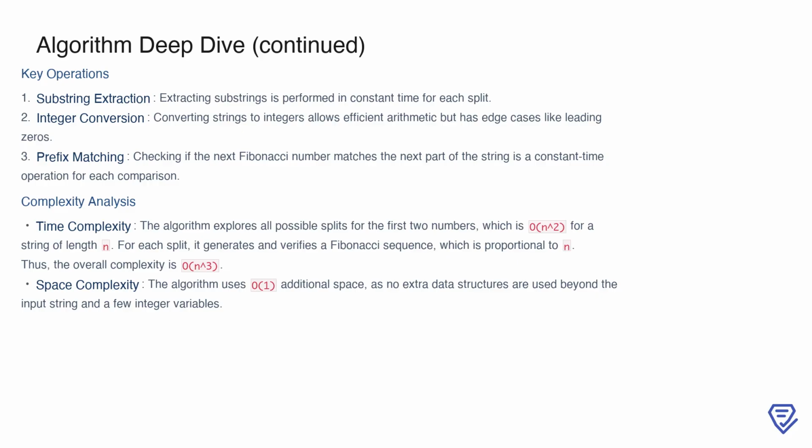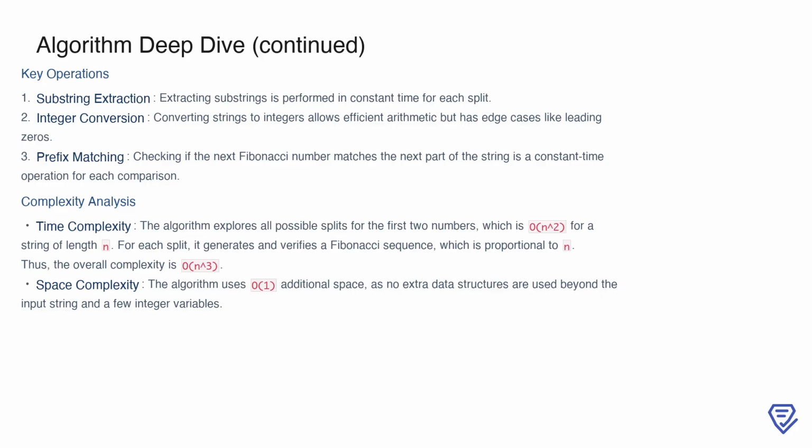Converting these substrings into integers allows us to perform arithmetic operations like summing two numbers to generate the next Fibonacci number. However, this step also introduces edge cases, such as leading zeros, which must be handled carefully. Prefix matching ensures that the next Fibonacci number aligns with the corresponding part of the string, which is a quick and direct operation. In terms of complexity, the algorithm has a time complexity of O(n cubed).